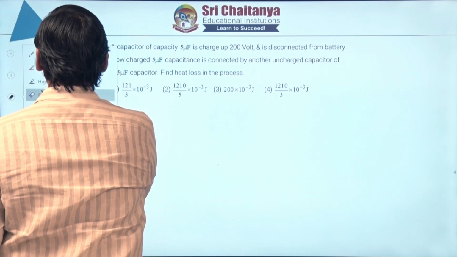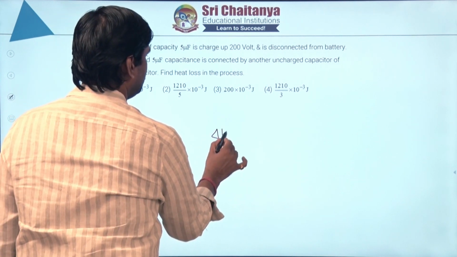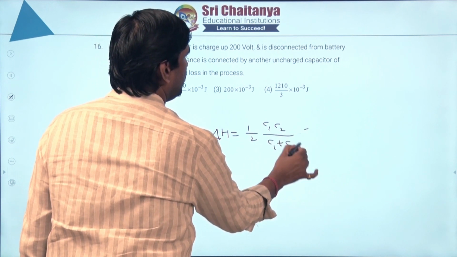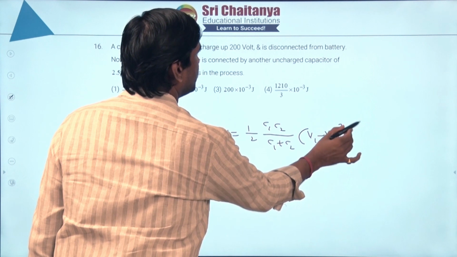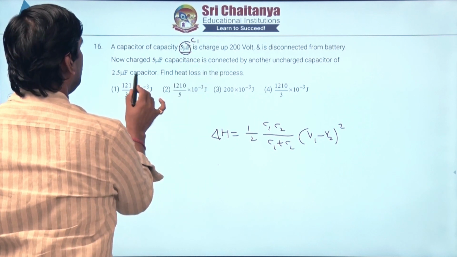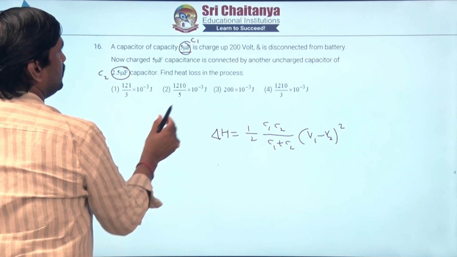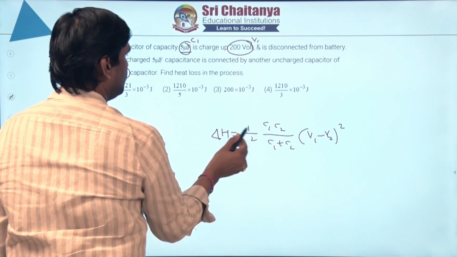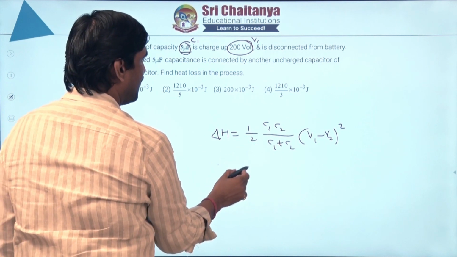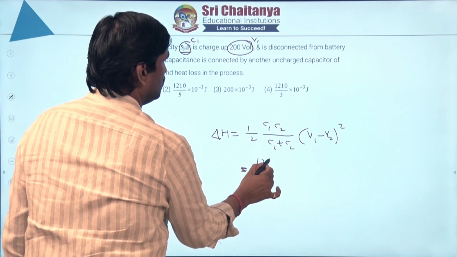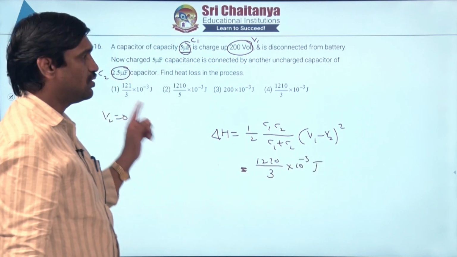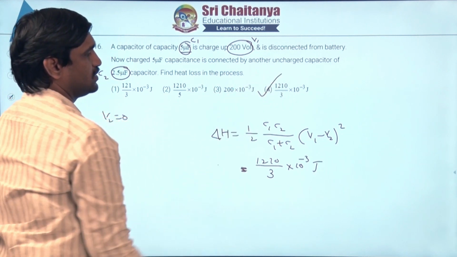Delta H is equal to C1 C2 by C1 plus C2 into V1 minus V2 whole square. Here this is C1, whereas this is C2, whereas this is V1. Now here V2 is equal to 0. By substituting the values in this and calculating it, you will get the answer. You will get 10 to the power minus 3 joules. So out of 4 options, this fourth one is the correct answer.